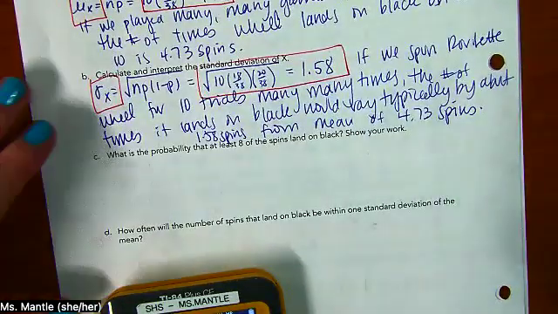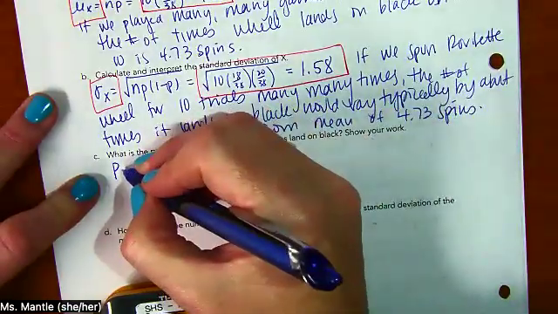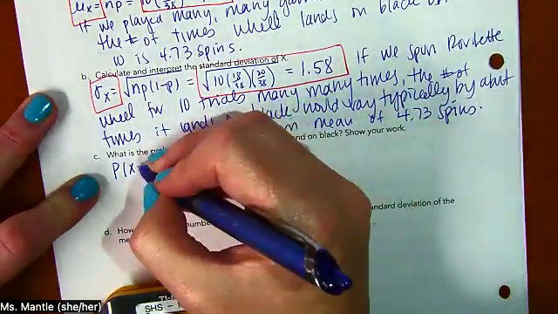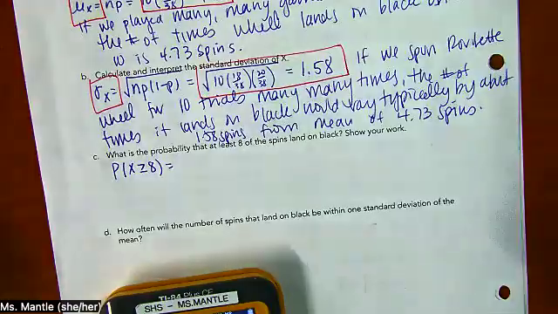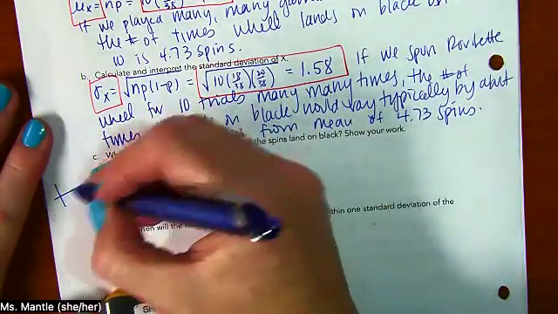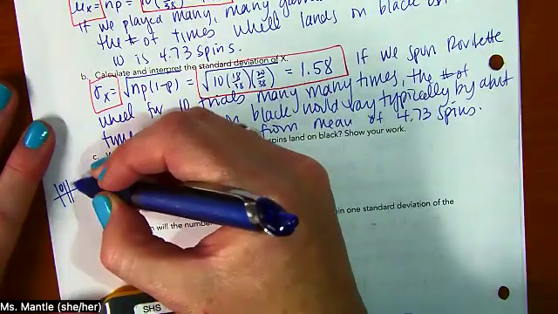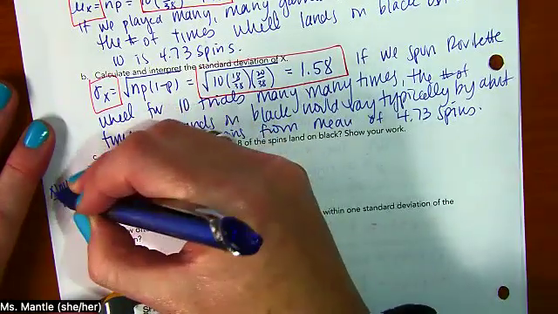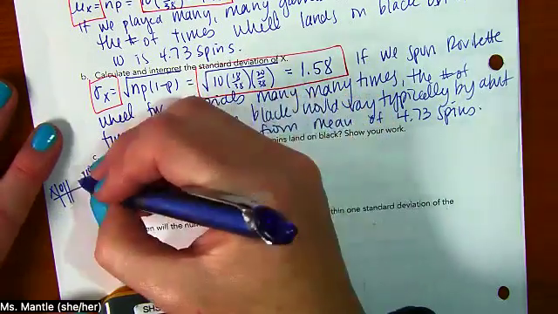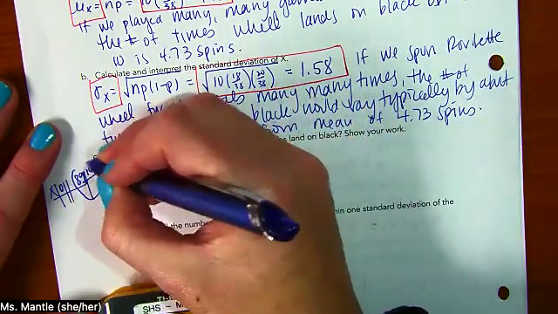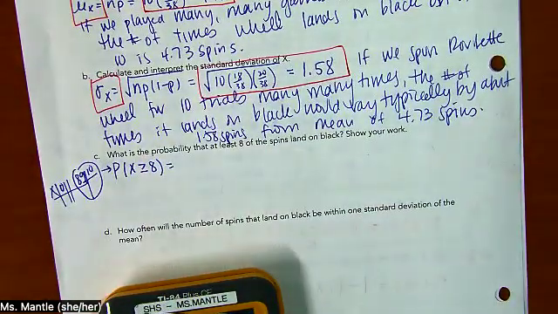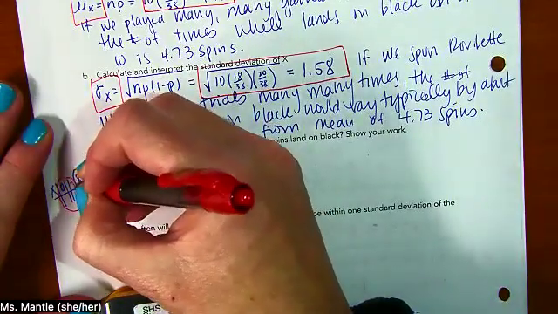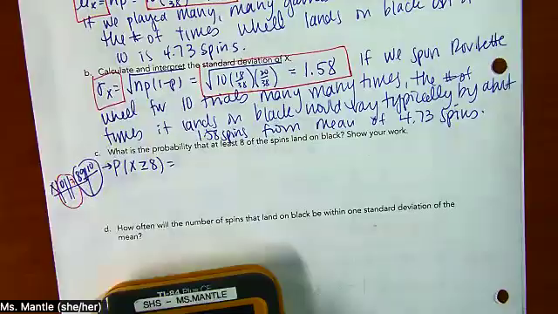Okay, let's practice. The probability that at least 8 lands on black. That means greater than or equal to 8. Remember that I'm starting at 0 and going to 10 in my probability distribution. So at least 8 means I want 8, 9, and 10. We're not allowed to do that directly. So if I'm doing at least 8, that means I want from 0 to 7, and we're going to subtract that from 1.